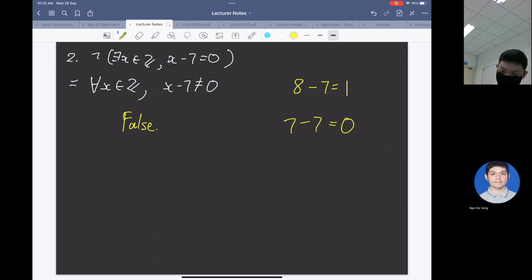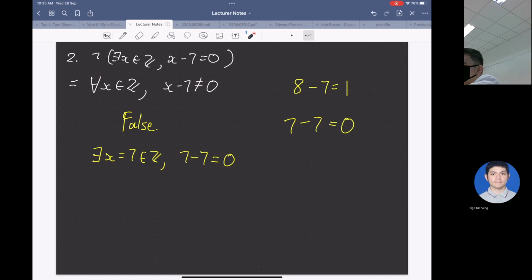So it is false because there exists an x which is 7 such that 7 minus 7 is 0. So it is false, because you found some x such that x minus 7 is 0, so it is not true that x minus 7 is not 0. Okay, pass me back the mic. Thank you very much.